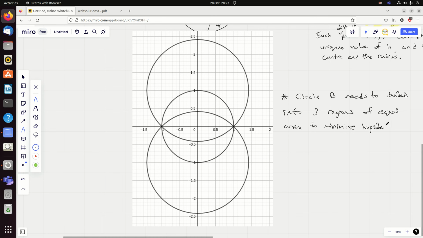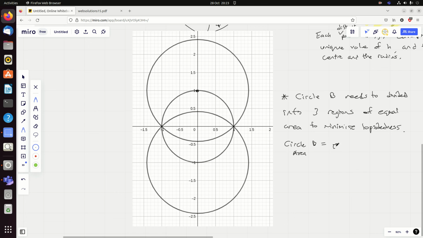Like I say, I do actually write down a fair bit. I'm not perfect, but I do write down a fair bit because I'm aware that they like people to explain what they're doing. Okay. Now, firstly, circle B has area pi.